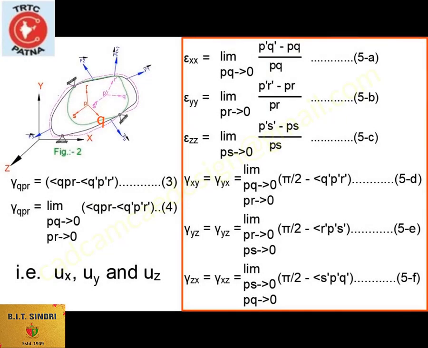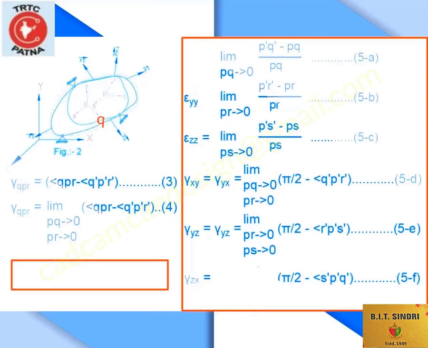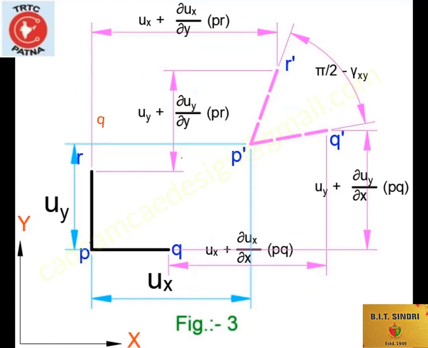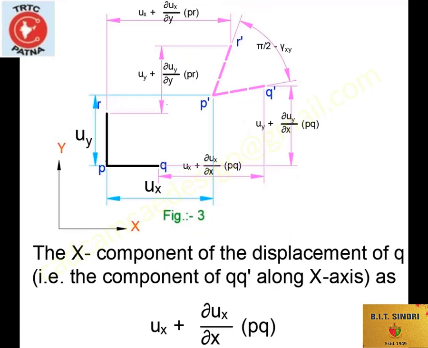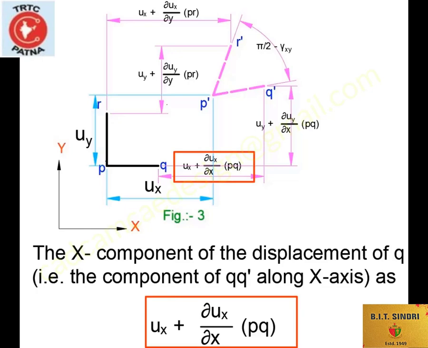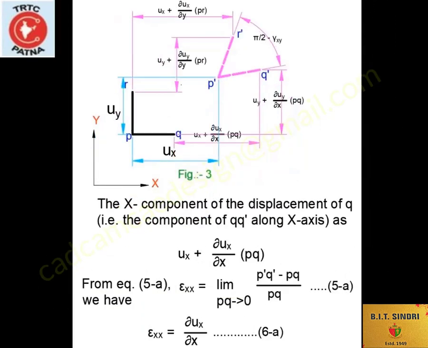So now we wish to relate the strain components given in equations 5 with the Cartesian components of displacement, that is ux, uy and uz of a point P. For small deformations, we may assume that P'Q' and P'R' lie in the xy plane as shown in figure 3. Assuming a continuous displacement field, we can write the x component of the displacement of Q, that is the component of QQ' along the x-axis, as ux plus del ux by del x times PQ. So from equation 5a, the normal strain in the x direction equals del ux by del x.